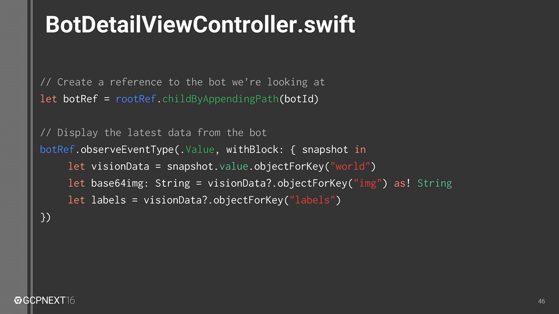And this is what our detail view controller code will look like. So we create a reference to, not the root of our Firebase, but the specific path for that bot. So this is going to be /bots/whatever bot ID. And Firebase references are inexpensive to create. So we can create a new ref for each bot when that bot cell is clicked. And so then on that bot ref, we're going to listen again on the value event type. And then we're going to grab all the data that's being returned from the Vision API and store that in a Vision data object. And then we're going to get the base64 encoded image string. We want to decode that and then display it in our UI image view. And then we're going to get all of the labels. And then we're going to loop through the labels and display those in the UI as well.